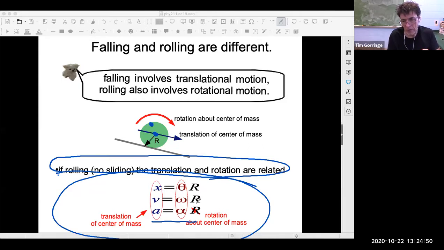So when these objects roll down, there is rotational motion, there is translational motion, but they're not independent motions. They're related motions because the rolling sphere, cylinder, and ring are not sliding. They're just rolling. That's really what we mean by rolling. This is kind of the physics definition of rolling. So if you went up to a physicist in the street, right, and you said, what does rolling mean? You get an answer like these equations here.